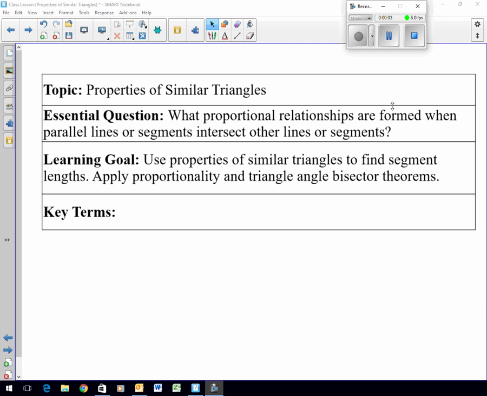All right, today we're going to be talking about some of the properties of similar triangles. We're trying to answer the question: what proportional relationship could form when parallel lines or segments intersect other lines or segments? Learning goal: use properties of similar triangles to find segment lengths, and apply proportionality in triangle angle bisector theorems.